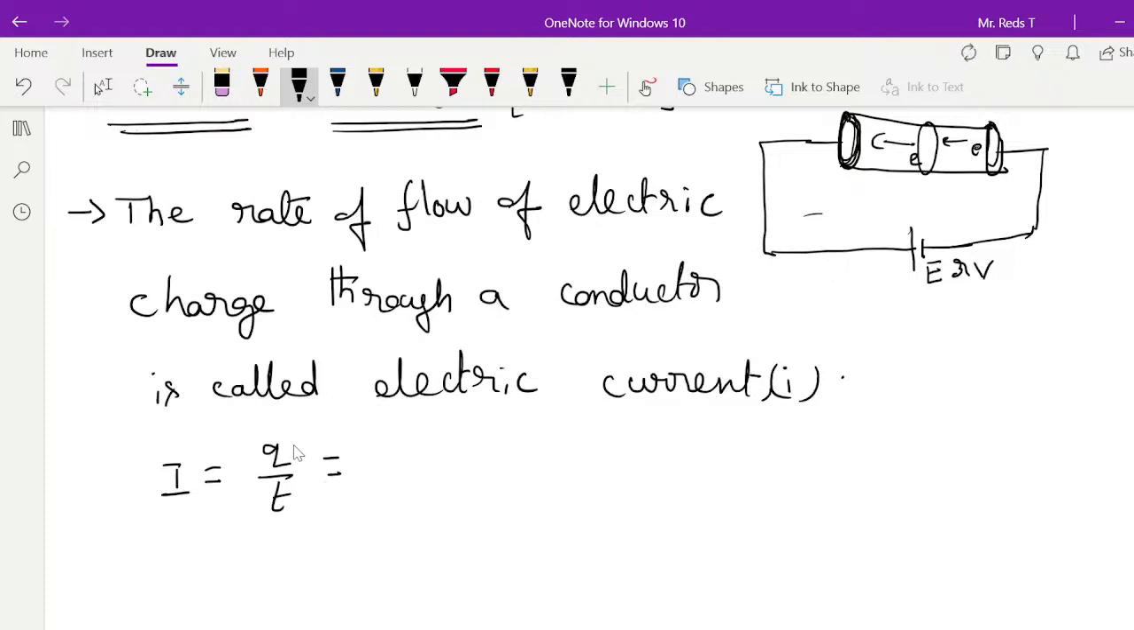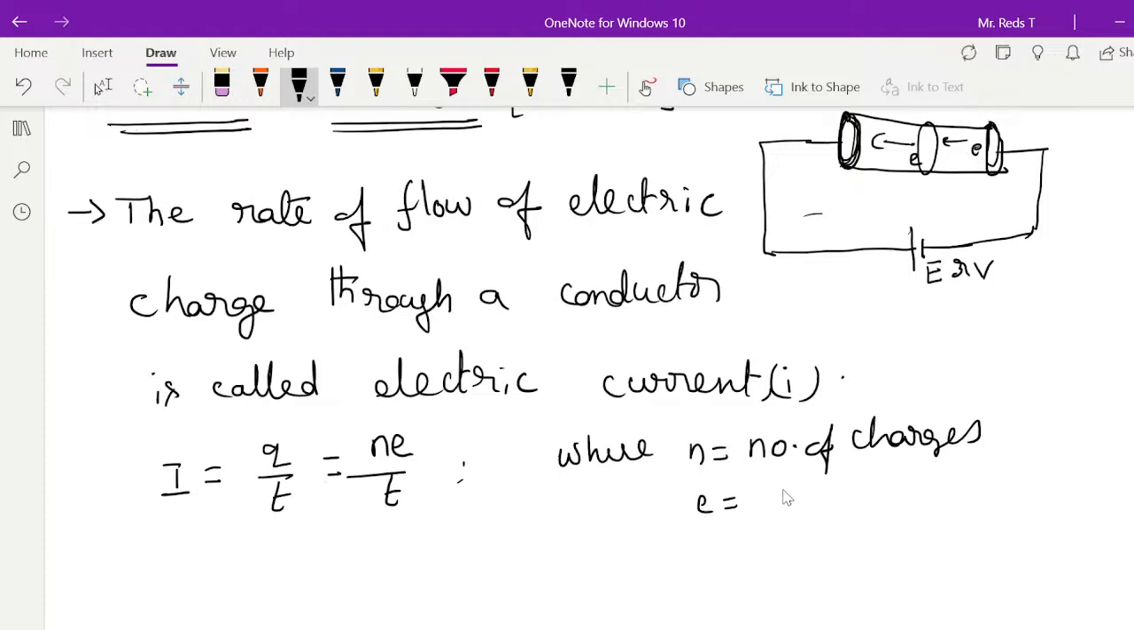If one electron is crossing, the charge is e. If two electrons are crossing in a given interval of time, 2e will be the charge. If n number of electrons are crossing, then you take the charge as n e by t, where n is the number of charges, and e is the magnitude of charge of electron.